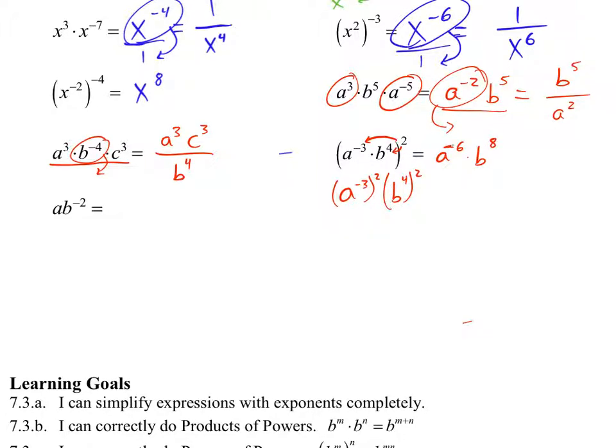Either way, are we all at least up to this thing right here? Okay. Last step, we need to get rid of that negative 6. So we take that and drop it down below, right? B to the 8th over a to the 6th.